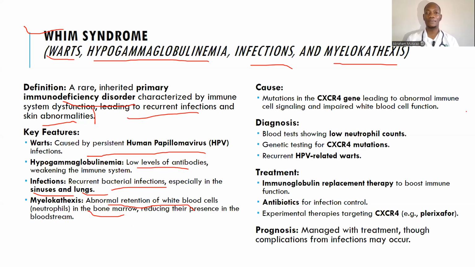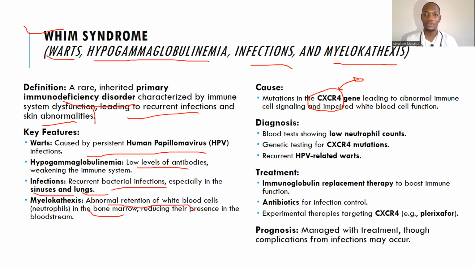This WIM syndrome is due to a mutation in the CXCR4 gene. We know this one is a receptor protein on the immune cells, and it is very important in pattern recognition, in binding of the cells, and in the general function of the white blood cells. So if you are deficient in this gene, that means that you have an impaired immune system.